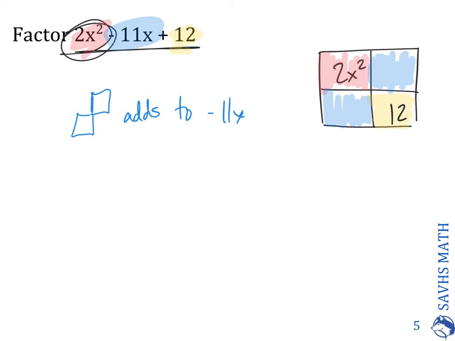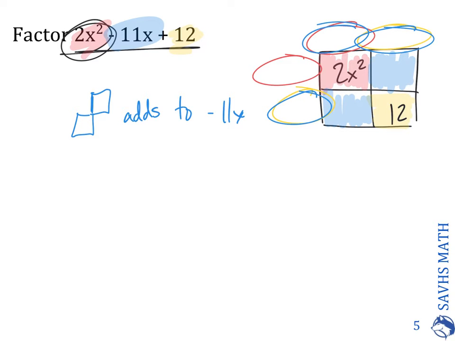Okay. And somehow when I do this multiplication, these two numbers right here have to multiply to 12. These two numbers right here have to multiply to 2x. These two things have to multiply to something, and these two things have to multiply to something to add to negative 11x. So what is AC in this problem?